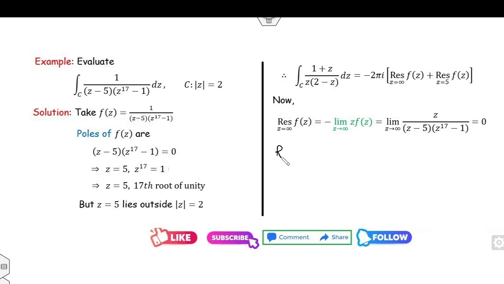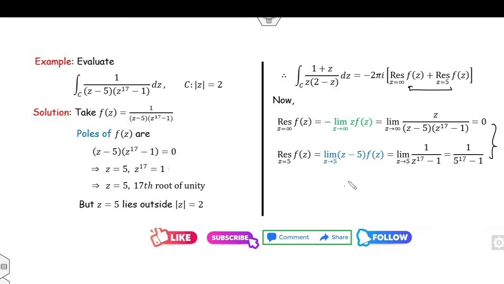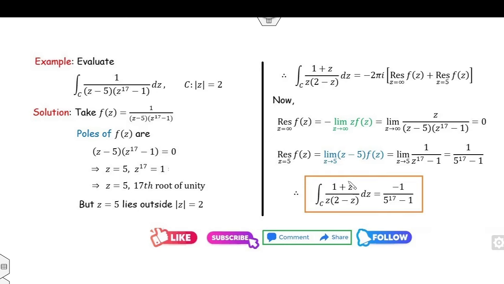How can you find the residue at the point 5? Clearly, z equal to 5 is a simple pole. I can find the residue as limit z approaches 5 of (z minus 5) times f(z). I can substitute the value of f. Fine. You will get 1 over 5 raised to power 17 minus 1. Now you can substitute both the answers at the given point. Your final answer will be minus 2 pi iota divided by 5 raised to power 17 minus 1.